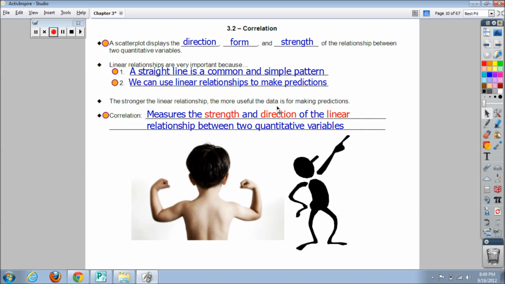And the correlation number will help us distinguish direction, whether it has a positive or negative association. And the little part I left out up here: the stronger the linear relationship, the more useful the data is going to be for making our predictions.